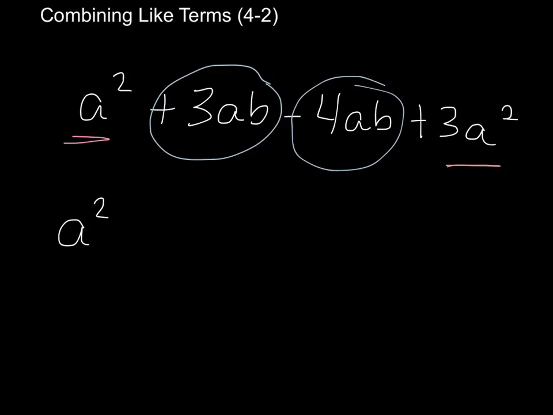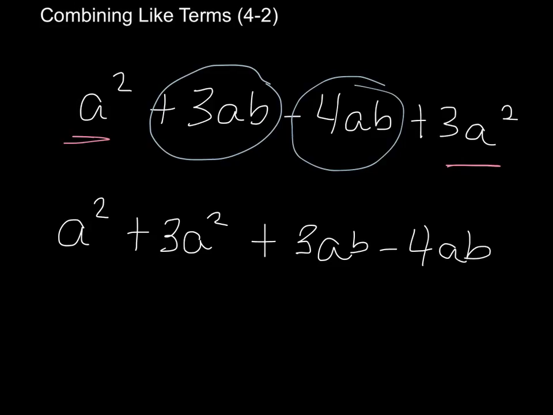So we've got a squared plus 3a squared, and then we've got 3ab minus 4ab. And so now I've used my exponents and my bases to arrange this such that the like terms are together, and then I just leave the exponents alone. So I've got a squared, and 3a squared becomes 4a squared, and then I've got these other two terms here, which then become a negative 1ab, or just a negative ab.